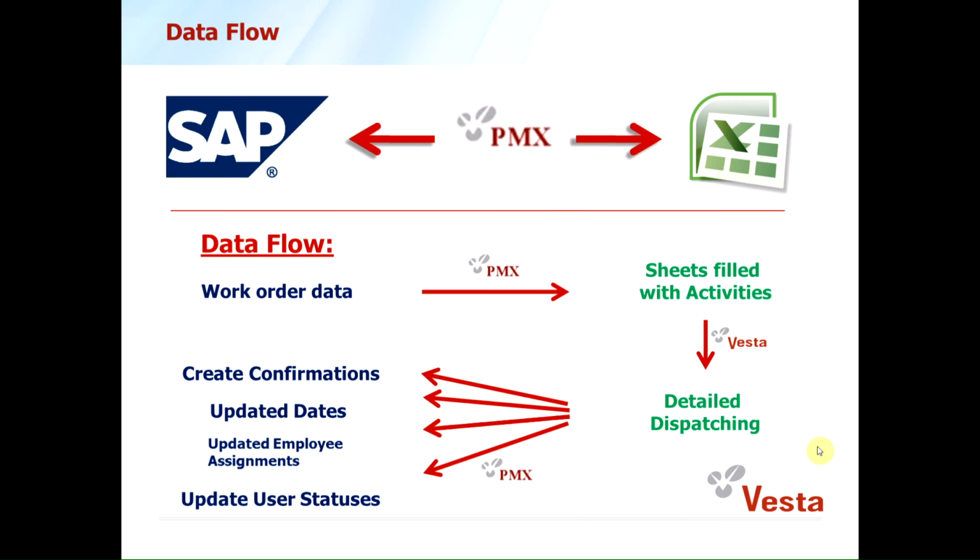So the typical data flow between SAP and Excel using PMX: you initiate the download from SAP through PMX of all the work order information that you require, similar to what you would see in IW38 in SAP. That information is then displayed in your worksheet, and users then do what we call detailed dispatching. We make changes to dates, to personnel assigned, to durations, perhaps create and update user statuses, and also create confirmations. PMX then takes that information and saves it back into SAP.